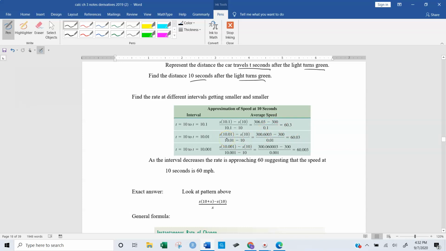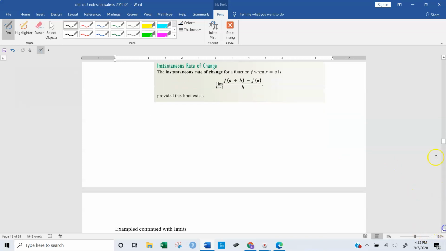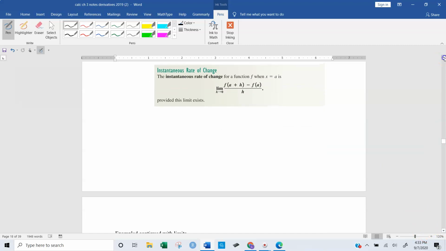And I could do 10 to 10.01 and then 10 to 10.001. Remember our limit where we just kept getting closer and closer to 10? That's what this is doing. So if you look, it's getting closer and closer and closer to 60. Now, we don't want to do all that work. So first, let's look for a pattern.